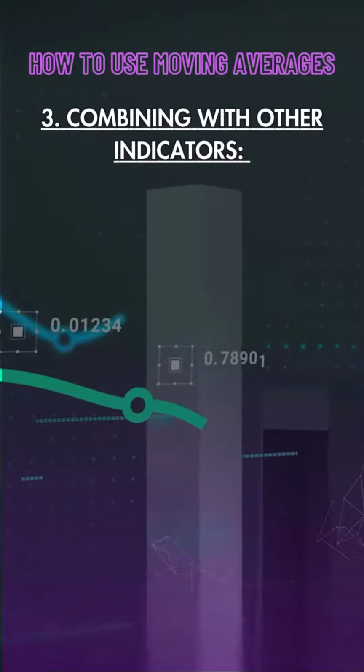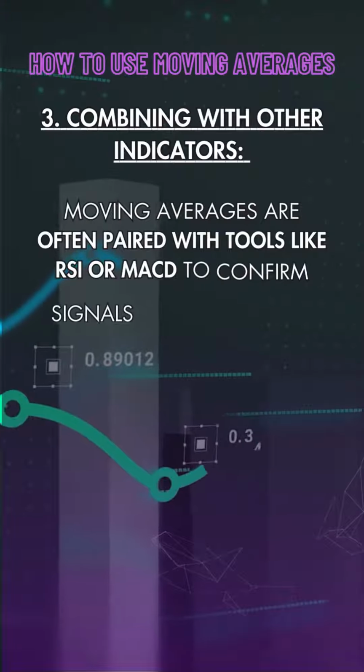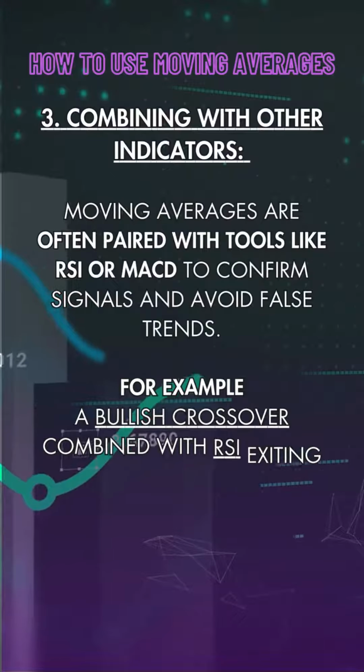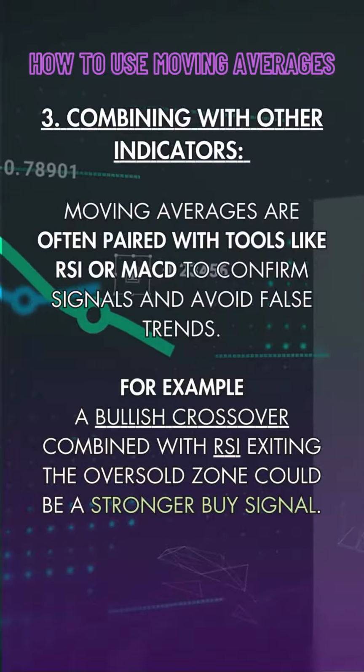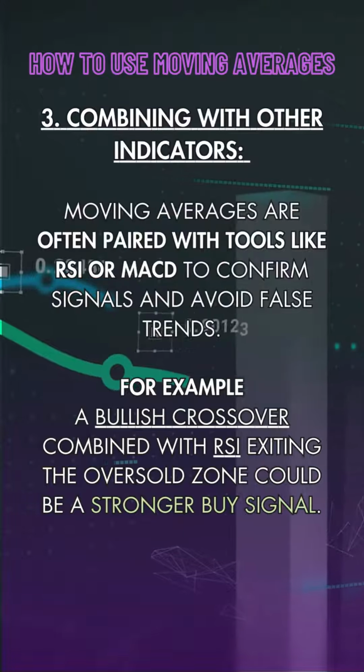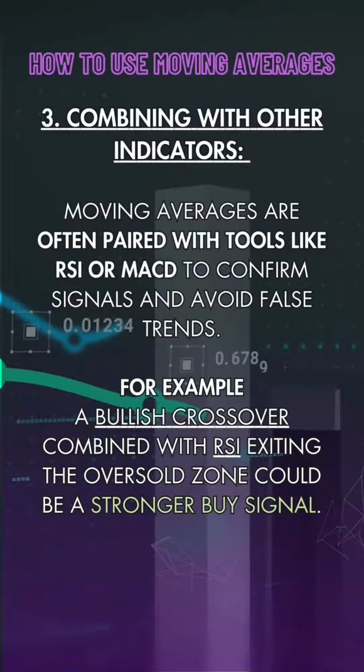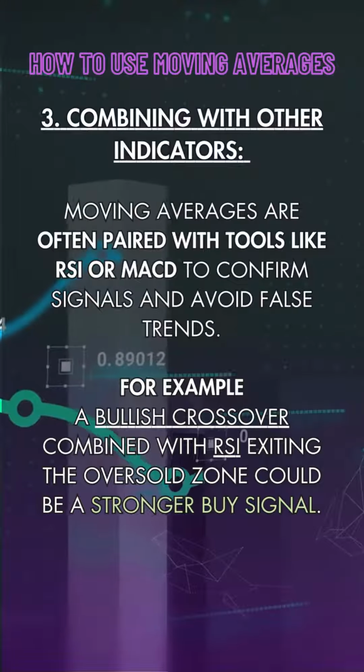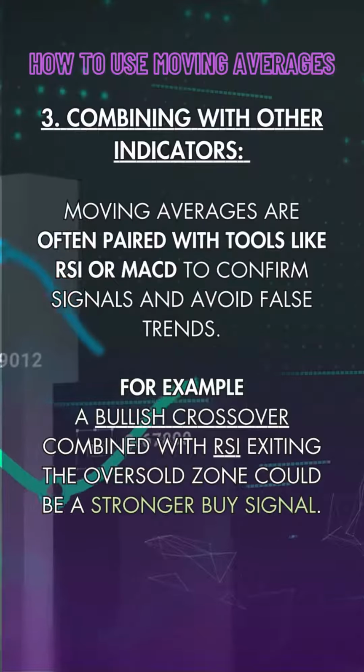Combining with other indicators, moving averages are often paired with tools like RSI or MACD to confirm signals and avoid false trends. For example, a bullish crossover combined with RSI exiting the oversold zone could be a stronger buy signal.